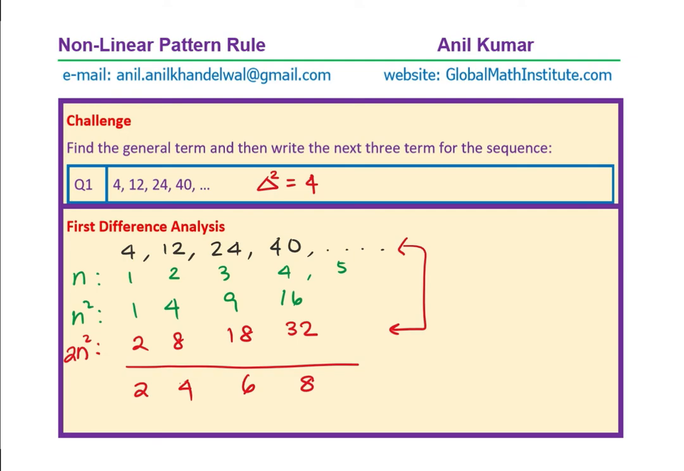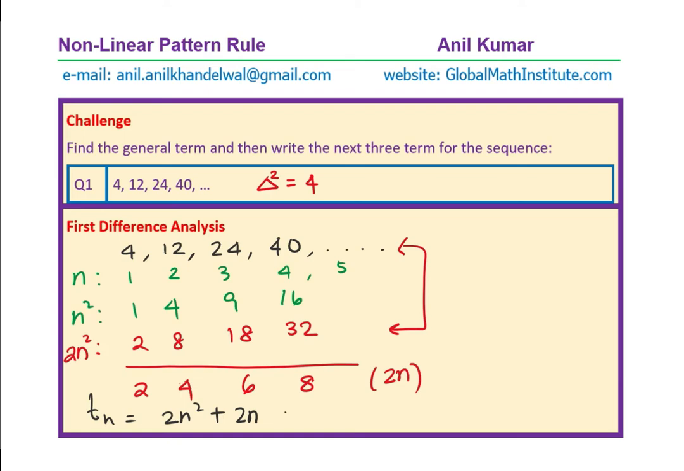For first term it is 2. For second it is 4. For third it is 6. So twice the term number, right? So that means this is twice the term number. Correct? And therefore, we have the general rule, which is the nth term is equal to 2n squared plus 2n. Using this, you can find the other terms. That is one way of solving this particular question.